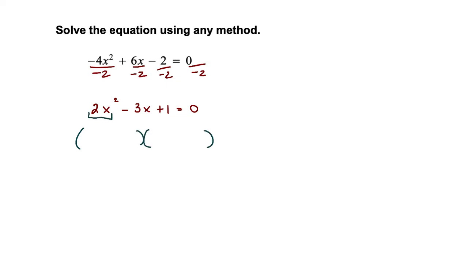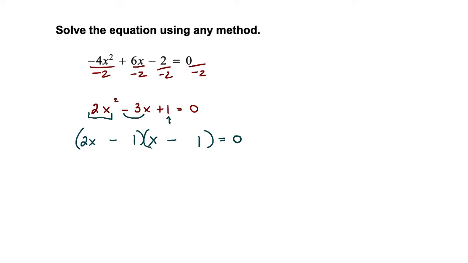Now it's going to be a 2x here, so I could try and brute force it and go 2x and x. To get a 1, it's got to be 1 and 1. This product is 2x. This product is 1x. I want them to add up to the negative 3 in the middle, so I'll make them both negative. So there we go. I think I've got it factored right there.